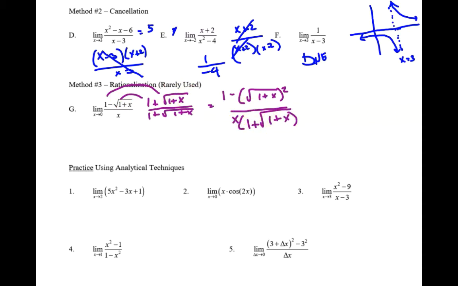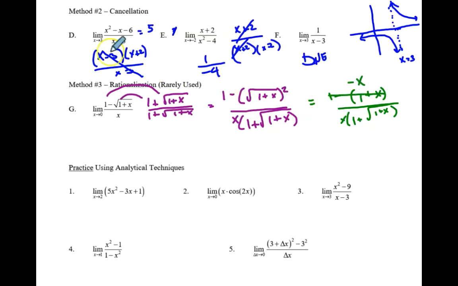Now, I'm going to clean this up in the numerator by squaring the square root of 1 plus x. So I'm going to have 1 minus, in parentheses, 1 plus x, all over x times, in parentheses, 1 plus the square root of 1 plus x. And now in my numerator, do you see how 1 minus 1 will go to 0, and I'm left with just a negative times the x. So my numerator simplifies to negative x.